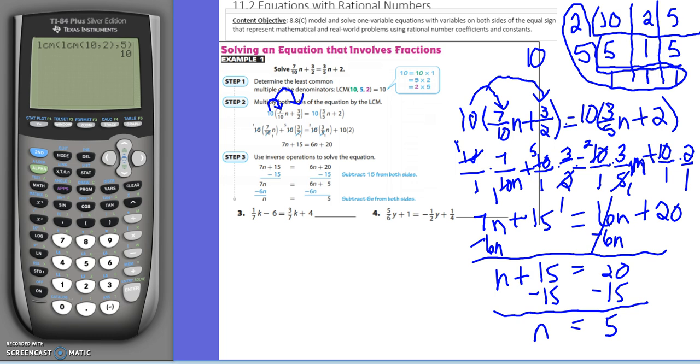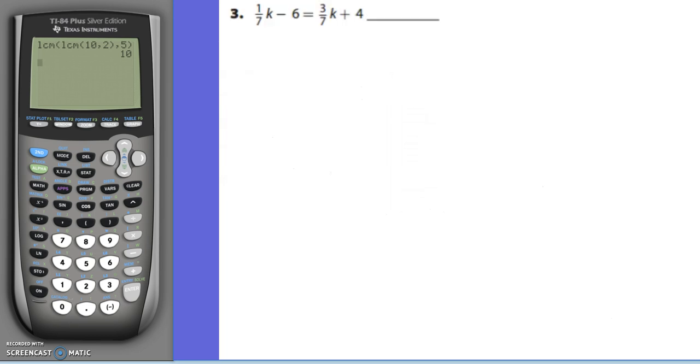Alright, let's take a look at number 3. You might need more sheets of paper to be able to fit this all in here. We have 1/7 k minus 6 equals 3/7 k plus 4. The only denominator that I see is a 7. So what we are going to do is multiply both sides by 7.